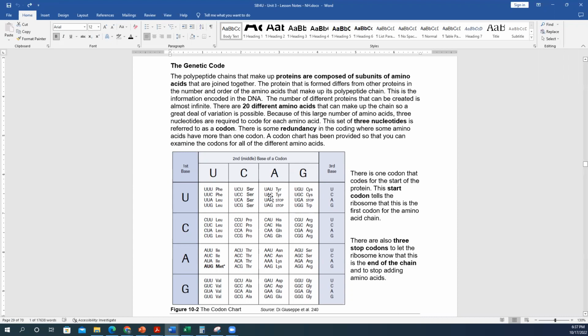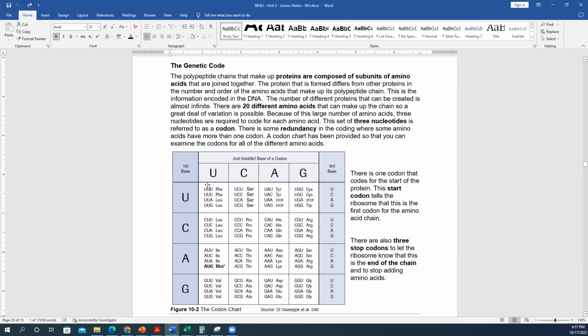Altogether, as you remember, there are 20 different amino acids that can potentially go into making up a chain. So really a great range of variation is possible. And because we have such a large number of amino acids to encode, you have this 3-nucleotide code that is required for each amino acid. So this set of 3 nucleotides that I've shown here in this chart is referred to as a codon.